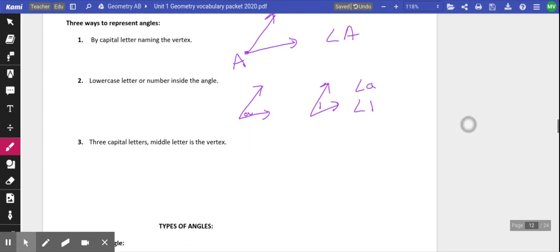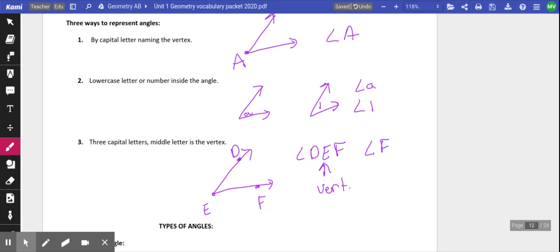And then the most common way that makes sure you're talking about a specific angle is 3 letters. So I could name this angle, angle DEF. Now when you are naming it using 3 letters, your middle letter has to be the vertex. So this could also be angle FED, but the E must be the middle.